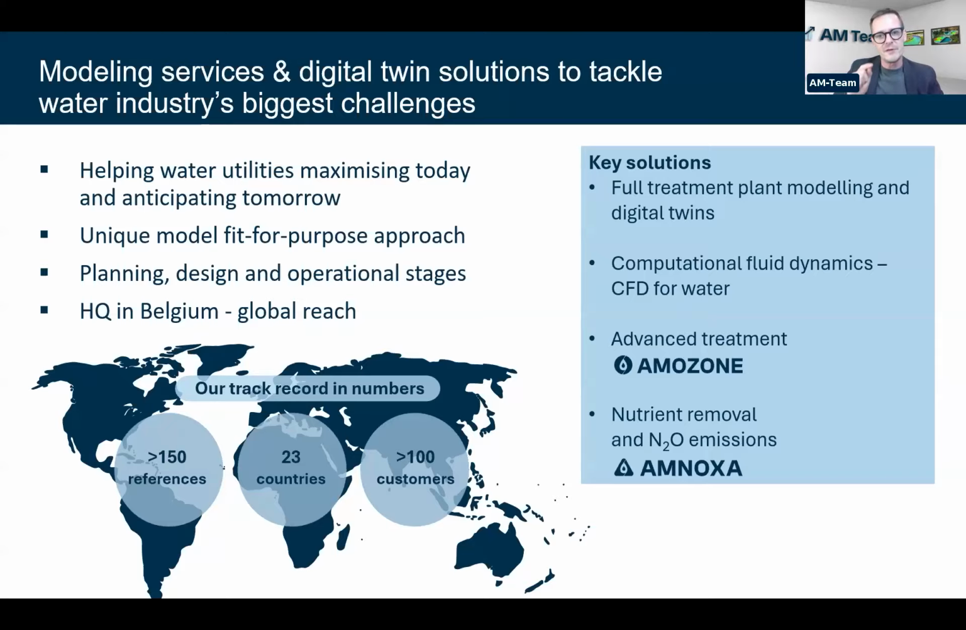For this, we use a unique model fit for purpose approach. This means we smartly combine mechanistic models of various kinds with also data-driven models of various kinds. But because of our link with the process sites, we feel we can really make the best selection and combination of those models. Our company is headquartered in Ghent in Belgium, but we work for customers all over the world, because you can see on this figure, we have been active in 23 countries, and we have been working with over 100 customers, and plenty of them are utilities around the globe in different countries. And we really, in the last 7-8 years, could work on over 150 plants.